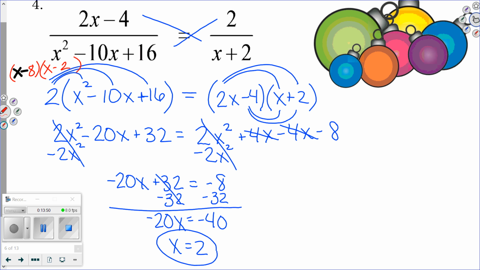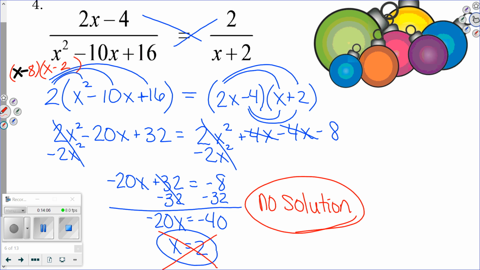So what's that mean with my answer? It's not an answer. That's no good. So what do I say? Wrong? I just write wrong? What do I write? There is no solution. There is nothing you can put in there for x that's going to make those two things equal to each other. That's not going to put a 0 on the bottom. So there is nothing you can do.